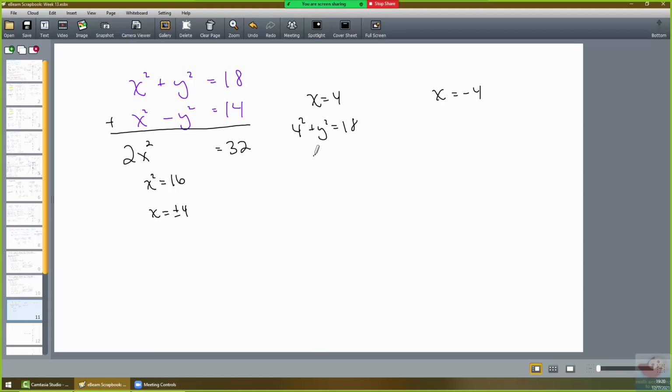4 squared is 16. So if I subtract 16 from both sides, I get y squared to be 2. In taking a square root, remember when you square root an equation, you include a plus or minus. So this occurred because x was 4. So this gives us 2 ordered pairs: square root of 2, and negative square root of 2.